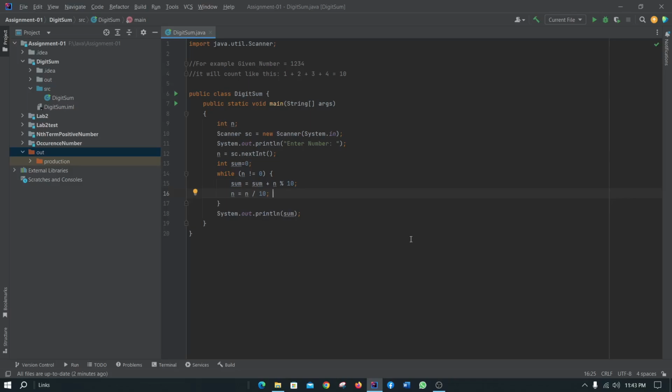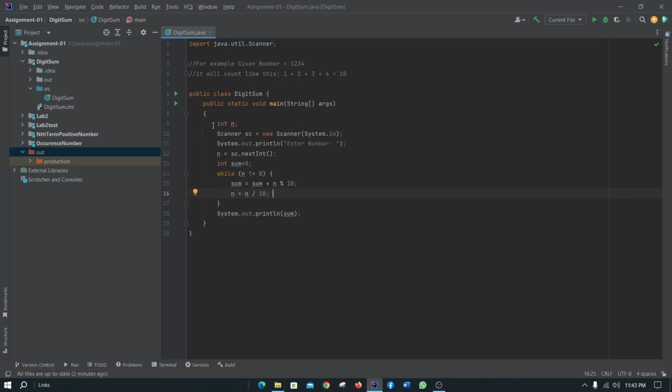Assalamu alaikum everyone. In today's lecture, I will show you how to count any digit sum by Java. So, for example, if a given number is 1234, it will count like this: 1 + 2 + 3 + 4 equals 10. So now I will show the code.